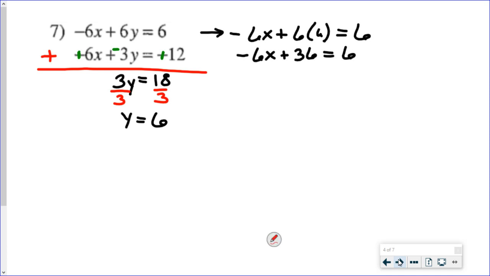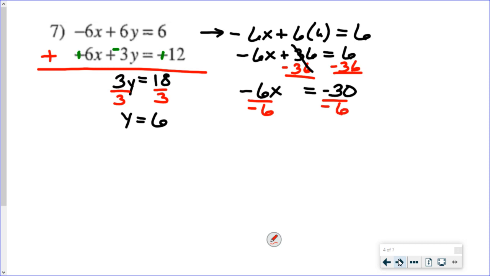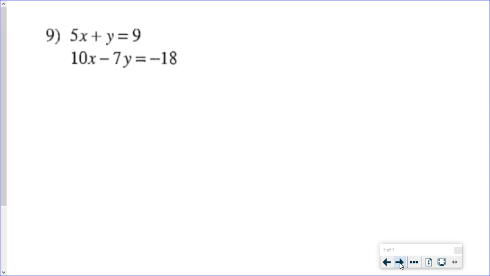Okay, so I'm going to minus 36. So I have a -6x equals a -30, and divide and divide. And I get x equals a +5. So when I write my ordered pairs, just make sure I write the x first and the y second. Just be careful of that.